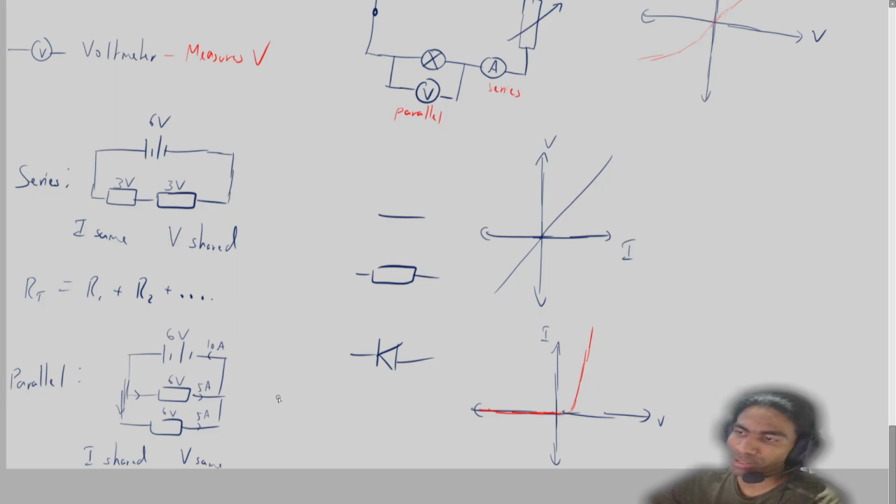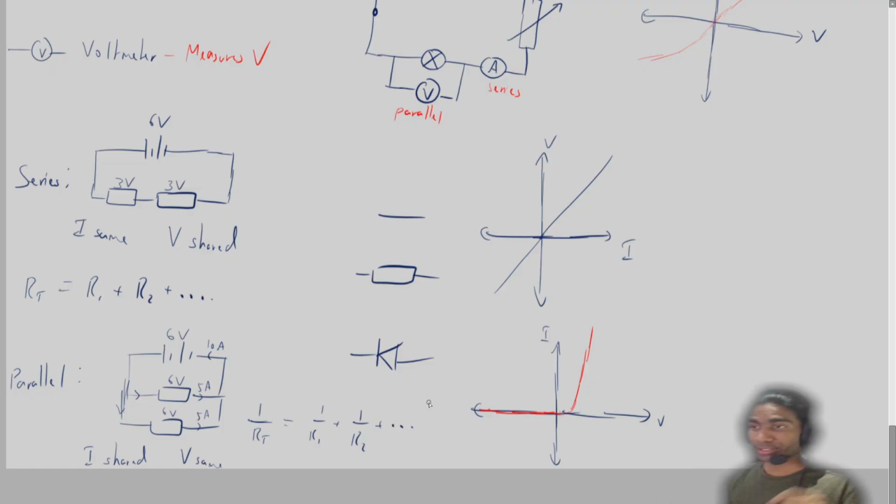There's another equation for parallel circuits as well, which looks like this. 1 over RT, which is the resistance of the total circuit, is equal to 1 over R1 plus 1 over R2 and so on. You can derive this by using Ohm's law and the fact that, as I've explained, the current needs to be the same but the voltage needs to be shared, and vice versa for the parallel circuit.